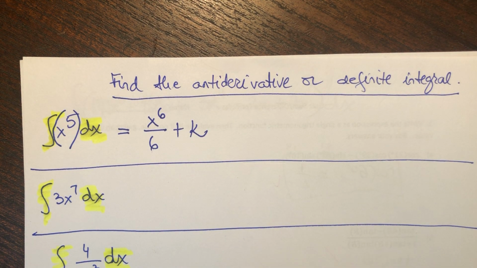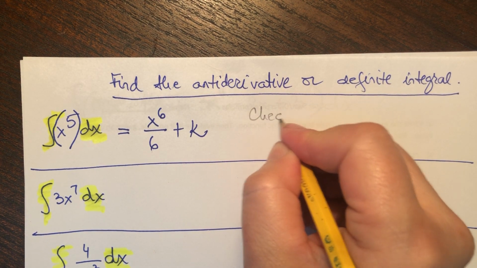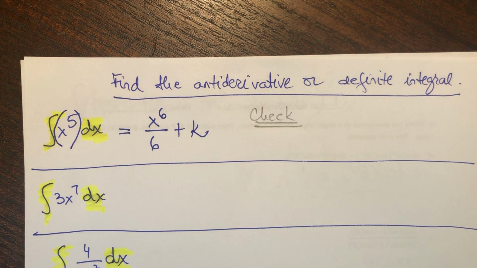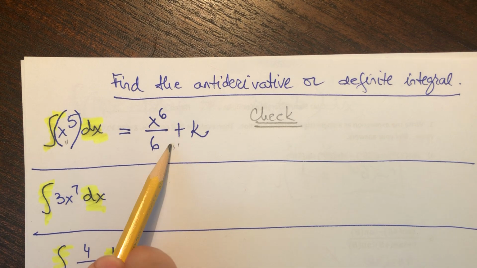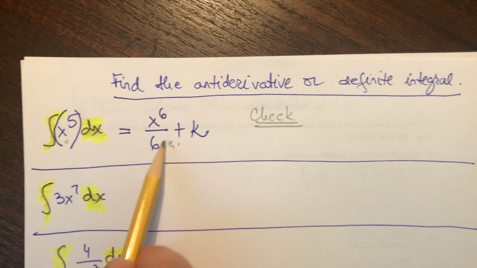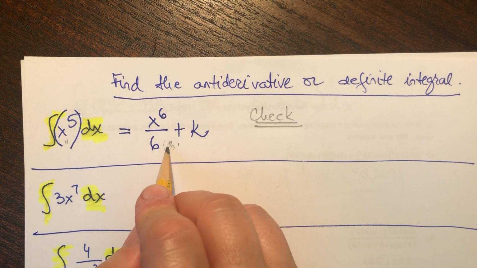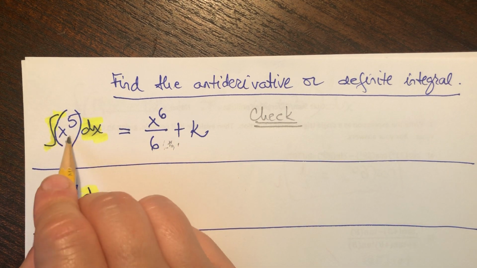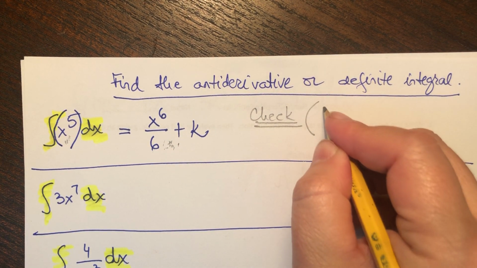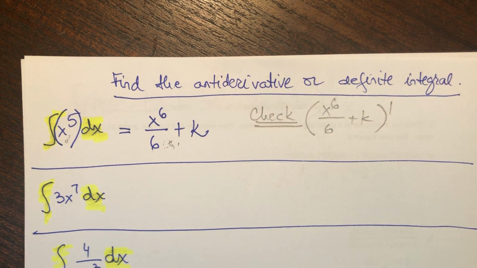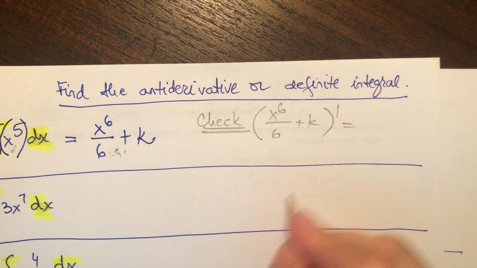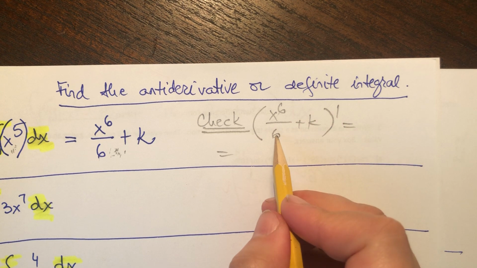So let's just check this. What does it mean to check? Well, we know this is the derivative of this function. That's my original function. So in other words, if I take this function and I take its derivative, I'm supposed to get this. So what's the derivative of this function?